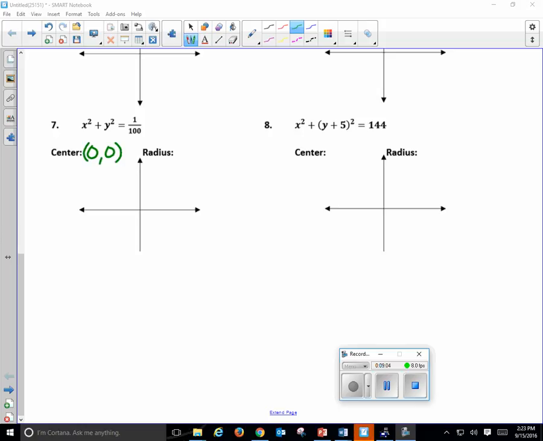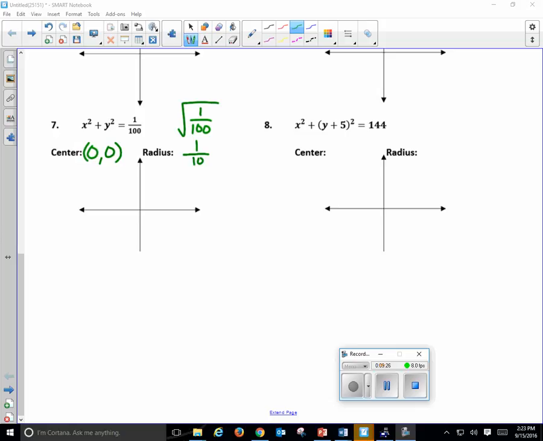So then, in order to find the radius, I have to take the square root of that, right? Square root of 1 over 100. So, can you take the square root of the top? What do you get? 1. Can you take the square root of the bottom? What do you get? 10. So the radius is 1/10.